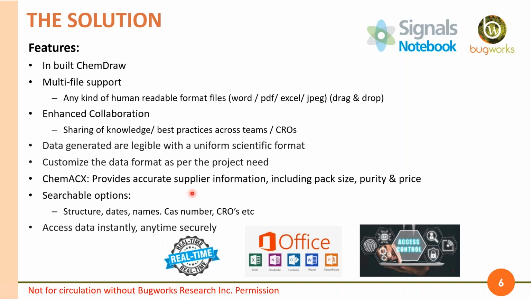Chemists love to search all the experiments by structure search, and you can search by dates, name, CAS number, and also we monitor the progress or the productivity of our CROs date-wise. By selecting the CROs, we can monitor the productivity, and also we can monitor individual chemists' productivity by search. And also we can access the data at any time instantly with full security.